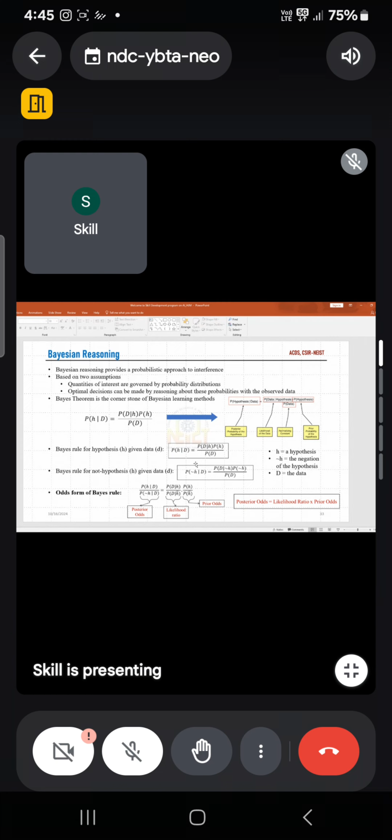So this is the formula. Hypothesis is a situation where, suppose we are considering whether some situation will be true or not. So we are considering it. That we will see with a solved example. Just see the formula once.